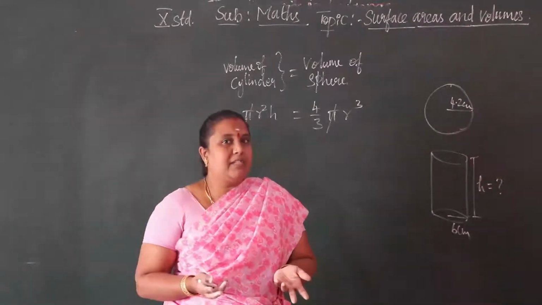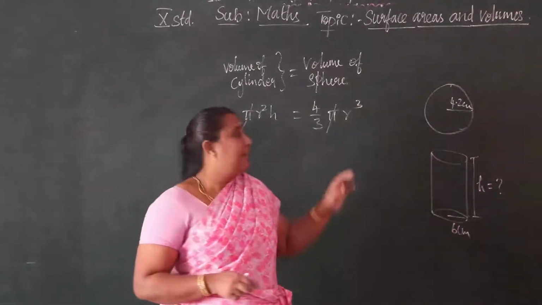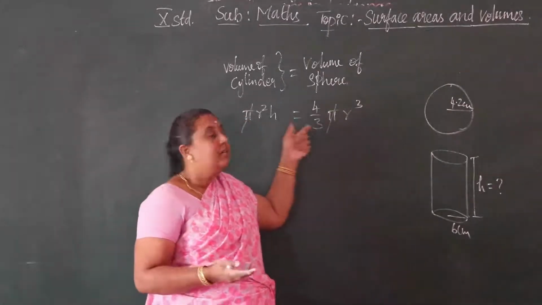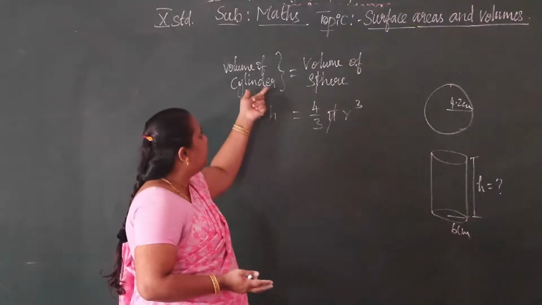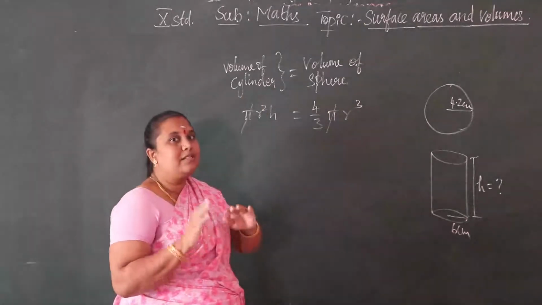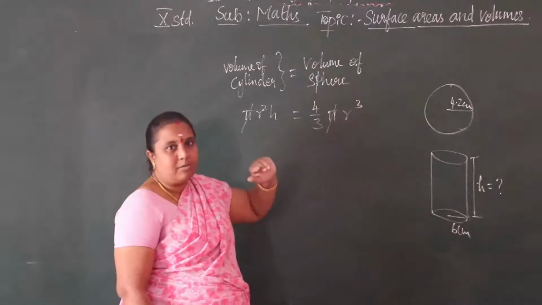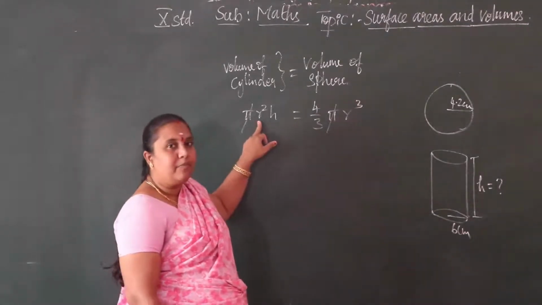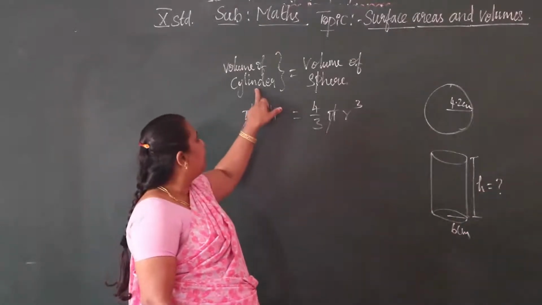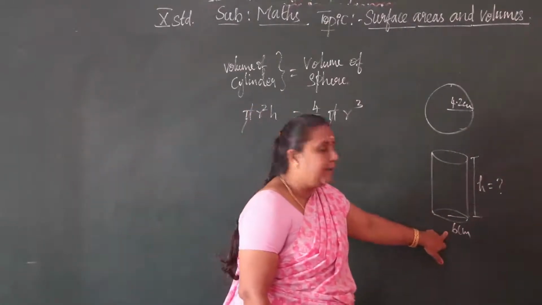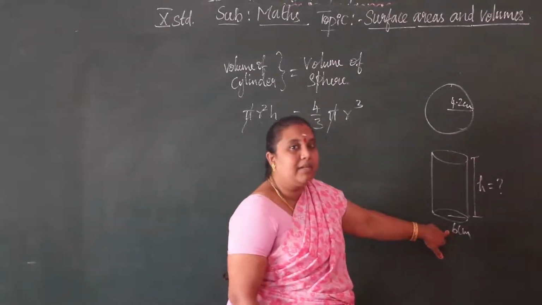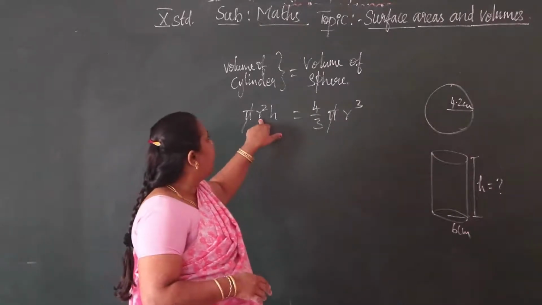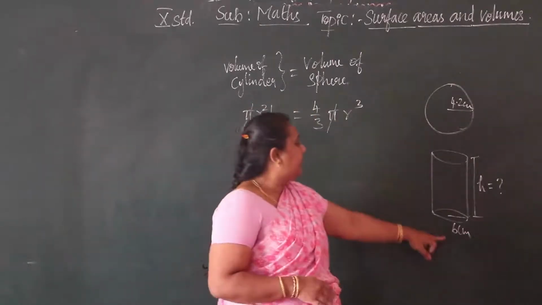Some students think we have to cancel R also now, but that is totally wrong. Why? Because R means radius. Radius of cylinder is 6 centimeter. The value applies to R. Understood? Radius of cylinder R is 6 centimeter.